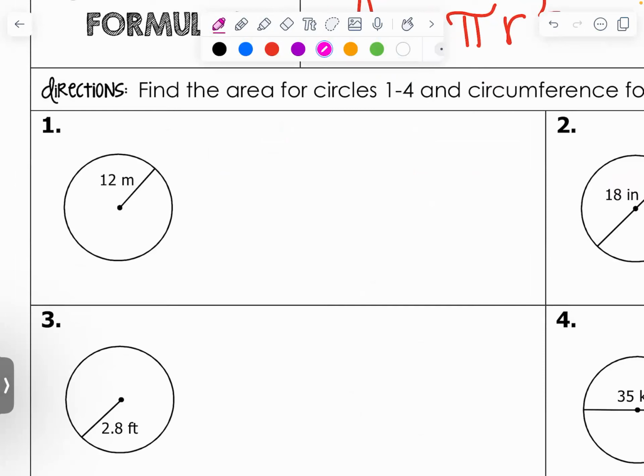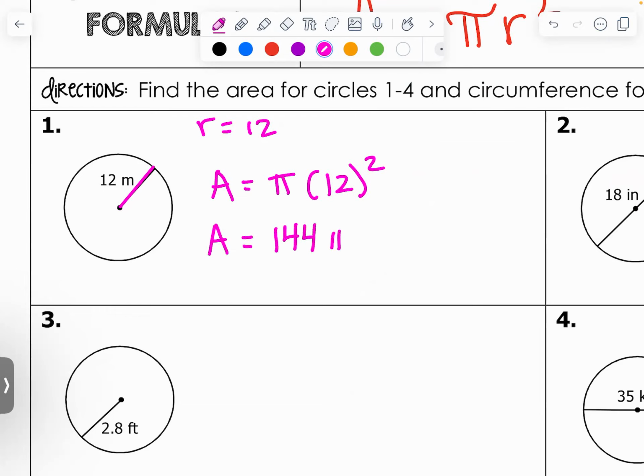So in number 1, we are going to find the area. What do they give us? Do they give us radius? Do they give us diameter? They give us that the radius is 12. So if area is pi r squared, then we know our area is 144 pi, which is the same thing as what?